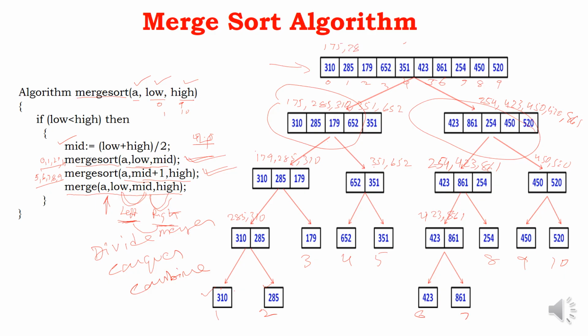These two are merged to form the final sorted array as 175, 280, 254, 283, 310, 351, 423, 450, 510, 520, 652, 861. 1, 2, 3, 4, 5, 6, 7, 8, 9, 10, there are 10 elements.